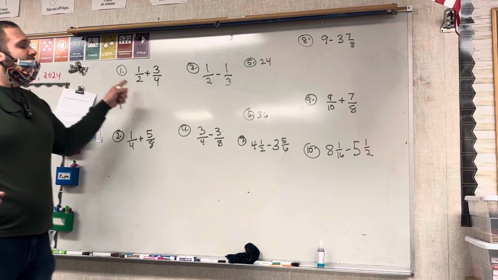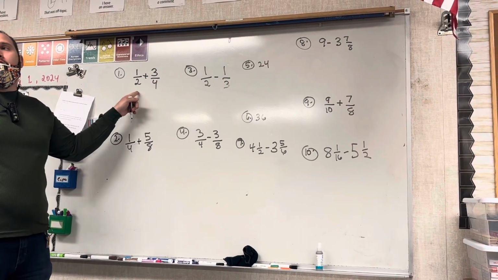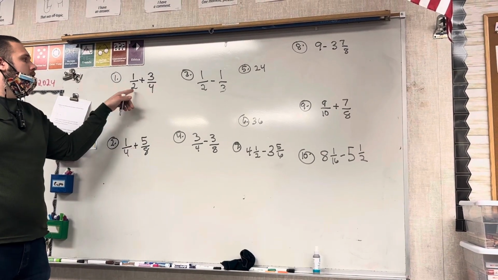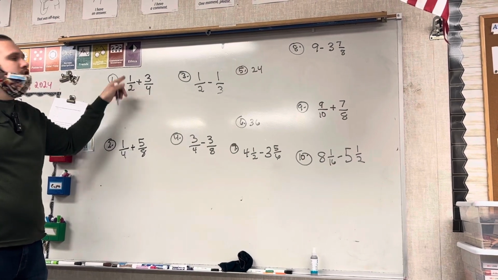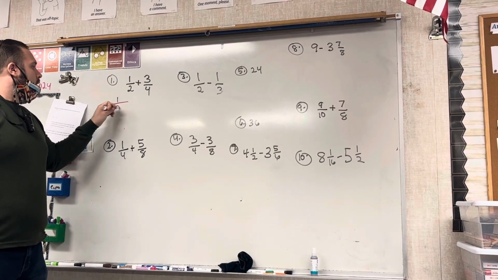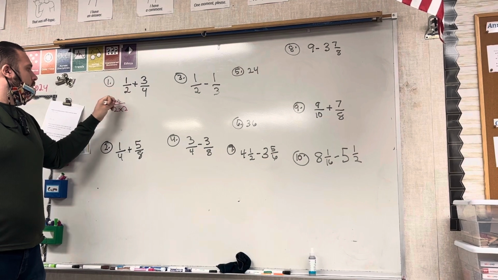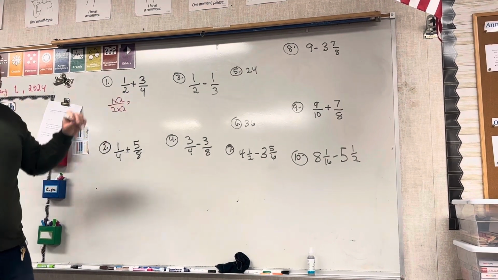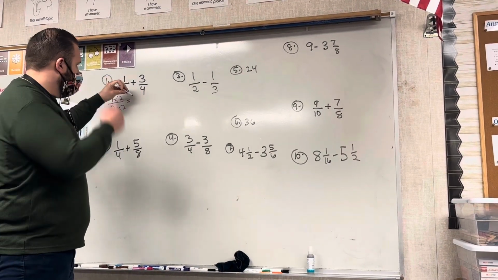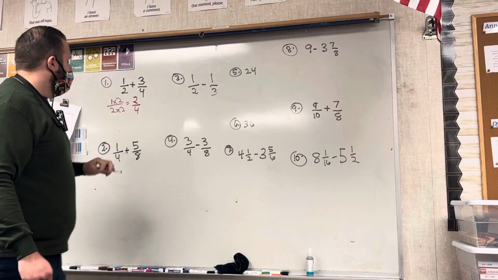So number 1, we got to find a common denominator. 1/2 plus 3/4. We got 4 as our common denominator. So we got to multiply it by 2. 2 times 2. And whatever you do at the bottom, you got to do the top. 1 times 2. That gets us 2/4. Now we got to add.